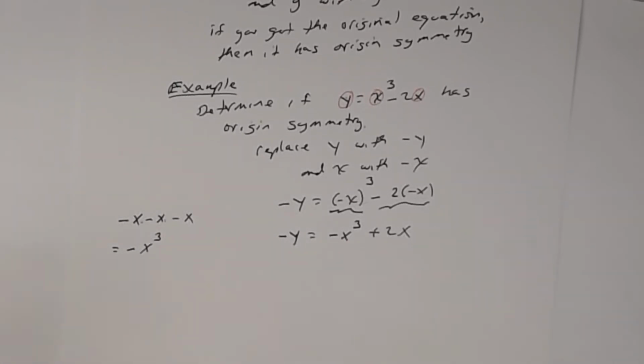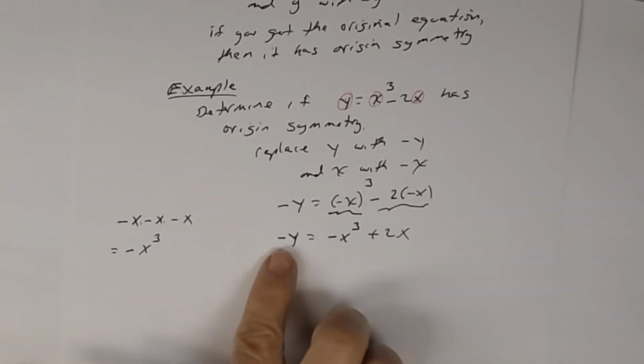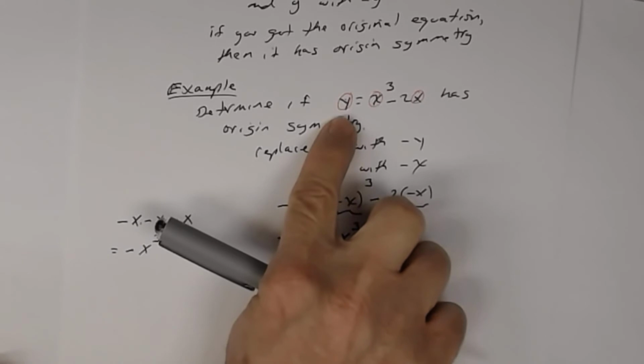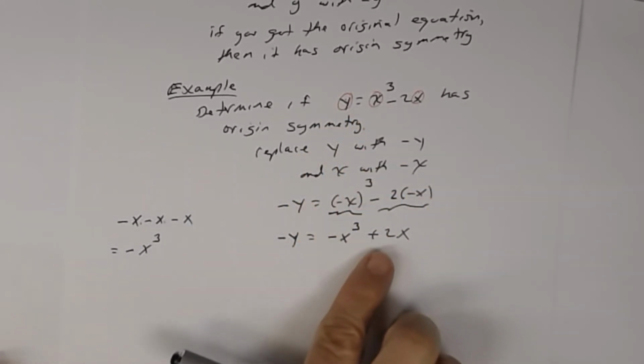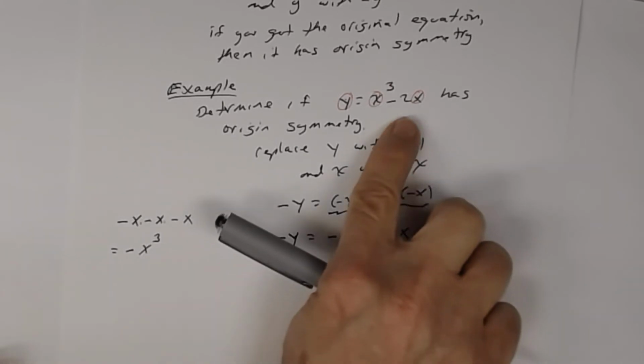Remember, one of the properties you've learned is that what you do to one side of an equation, you do to the other side. So you see how I have negative y, this is positive y? I have negative x cubed, this is positive x cubed. I have positive 2x, this is negative x, negative 2x.